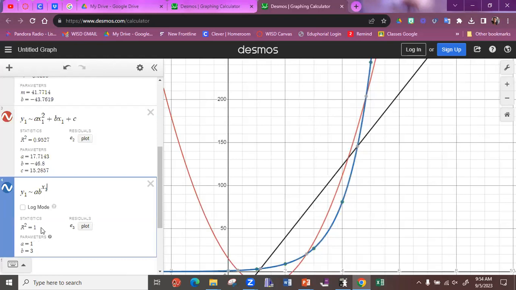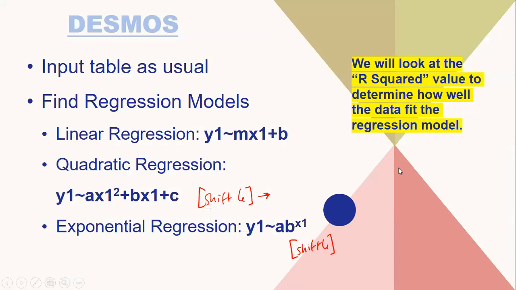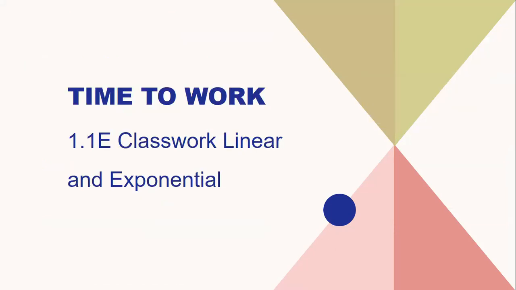That's it. That's with Desmos. Questions, comments, concerns? If you are stuck, I'll come around individually and help you. But that is all I have for you. Remember, again, we're focused on the R squared value. Don't look at R, look at R squared, okay? To determine how well the data fits the regression model. Got it? All right, time to work. You're going to have your classwork for this, and that's it.